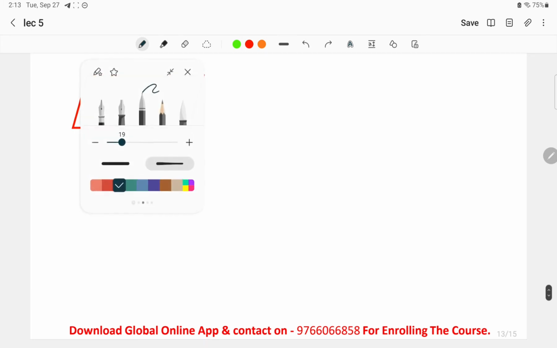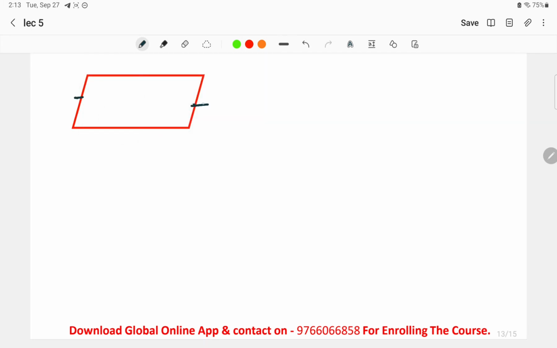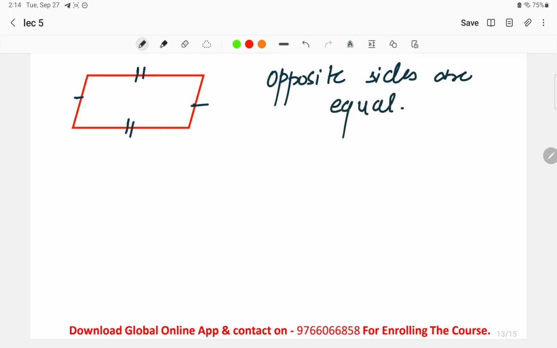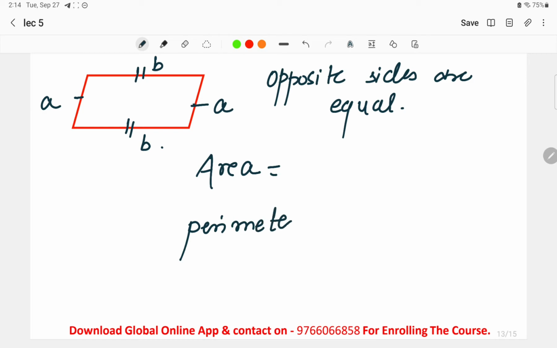Okay, so in case of a parallelogram, as I told you, like the rectangle, opposite sides are equal. Now if I take a here, I'll also take a here, and b, b. Now we must know two formulas here again, just like the previous one: the area and the perimeter. Similar to the rectangle, opposite sides are equal and the formula for the perimeter is also the same.